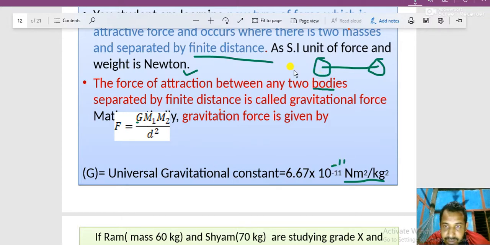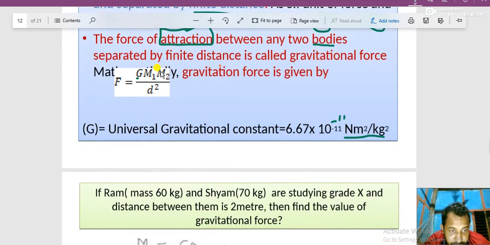Now just see here, if there are two masses, if you can find the value of the two masses and the distance between them, you can get the gravitation force. And another most important thing is that gravitation force is the attractive force. It's an attractive force. So if there are two masses, there should be attraction.